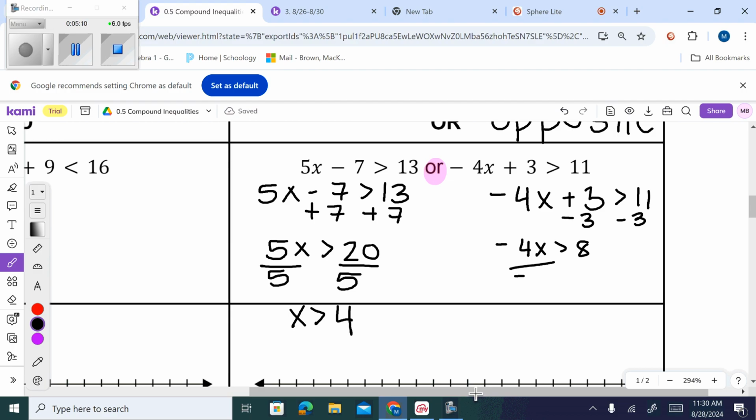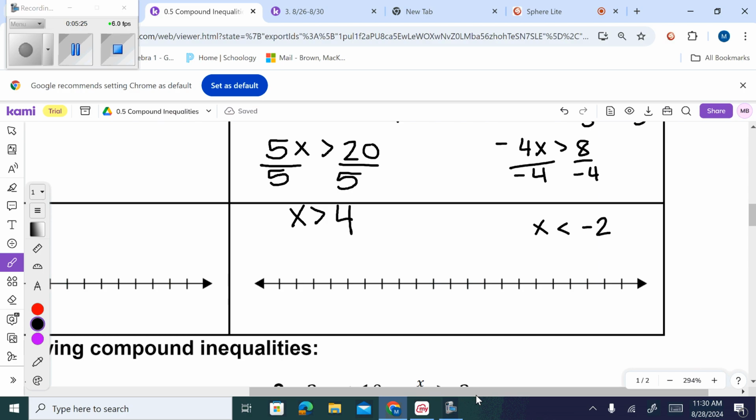Negative 4. Okay, you do get negative 2, but we gotta flip our sign because we divided by what kind of number? Negative. Alright, were we okay with solving? That was pretty straightforward. Now, we gotta graph it.